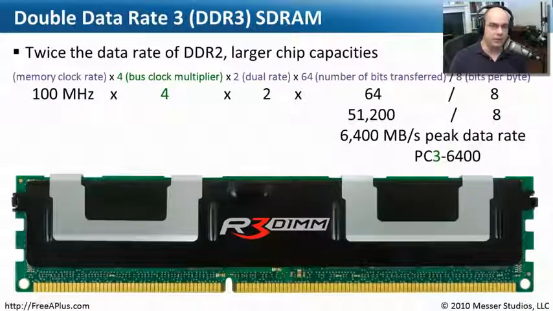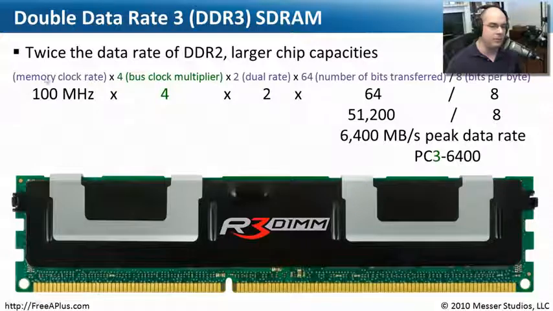DDR3 is one of the latest generation of chips, and just like you would expect from DDR to DDR2 to DDR3, we're doubling the rate again. This is twice the rate of DDR2. There are some larger chip capacities too. We need more and more memory in our systems these days, and so DDR3 allows us to have really, really large capacities on these memories.